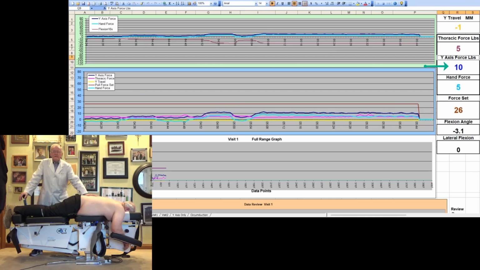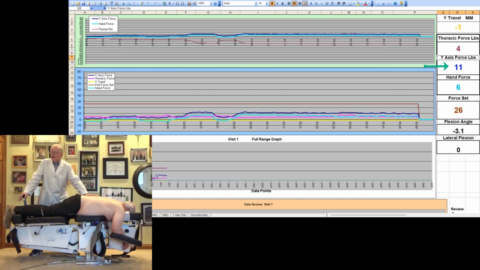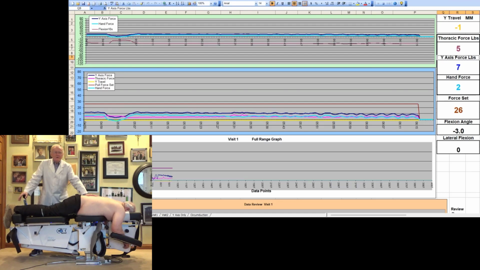Y-axis force. I'm at 10. Look at 1 pound, doctor. Look at how little I move this patient. Some of you may have already learned this. Some of you will soon learn it, that you will get good clinical relief without iatrogenesis when you start at this low force. That's 1 pound.